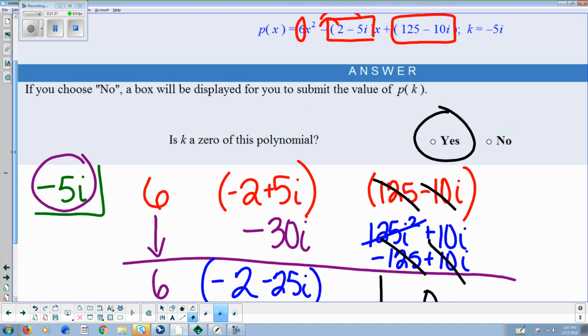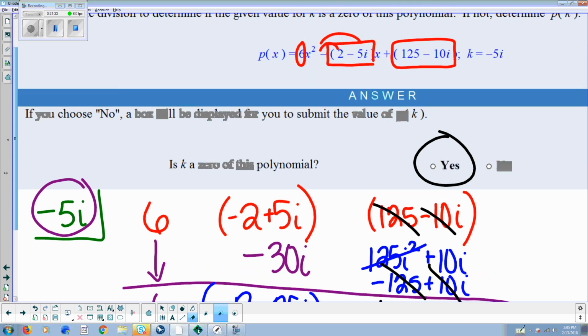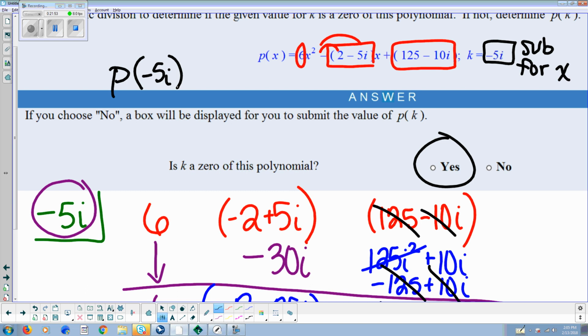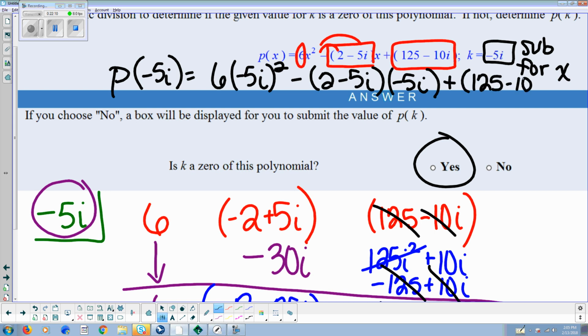You could use a theorem called the remainder theorem that would also enable you to come up with the remainder. And the remainder theorem works like this. You would just take k and substitute for x in the function. So if I were to substitute for x, I would say P of -5i. I would do 6 times -5i squared minus 2 minus 5i times -5i. Notice I'm just replacing all the x's with -5i, plus 125 minus 10i.